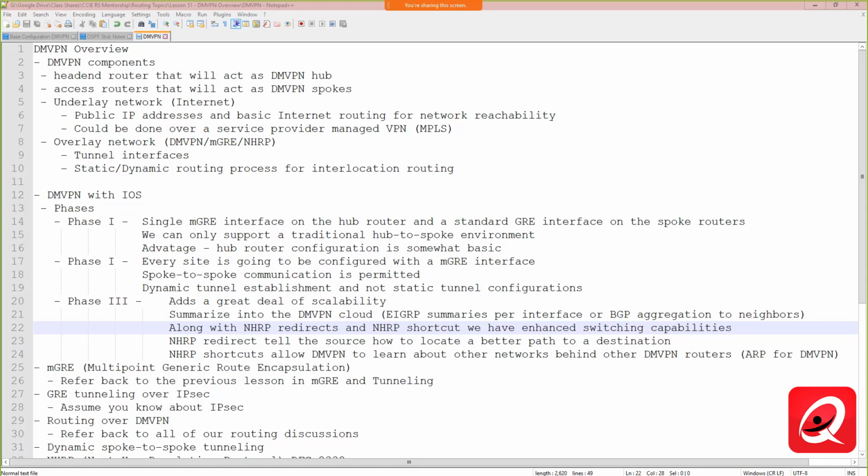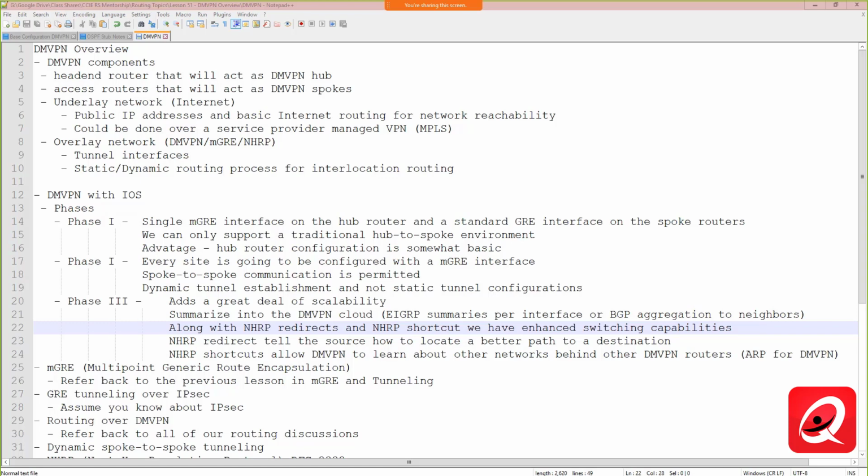For the exam, both the written and the lab, you're going to have to be familiar with all phases of DMVPN. But there really isn't that much of a difference. There's only a couple of commands that separate DMVPN phase 1 from DMVPN phase 3. Now the functionality and some of the design considerations can be significantly different, and as we go into some of our future lessons, that's what we're going to focus our attention on.